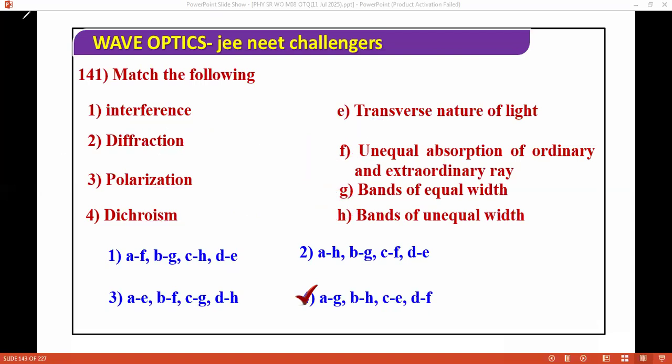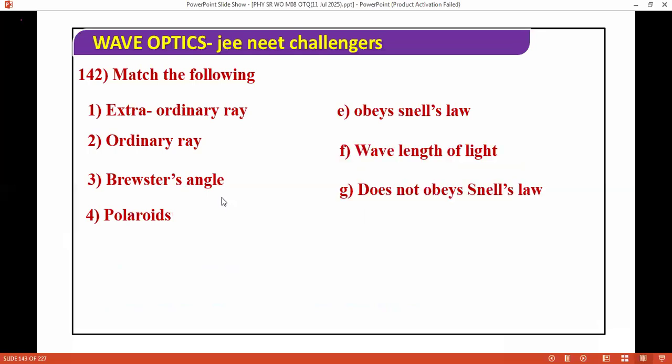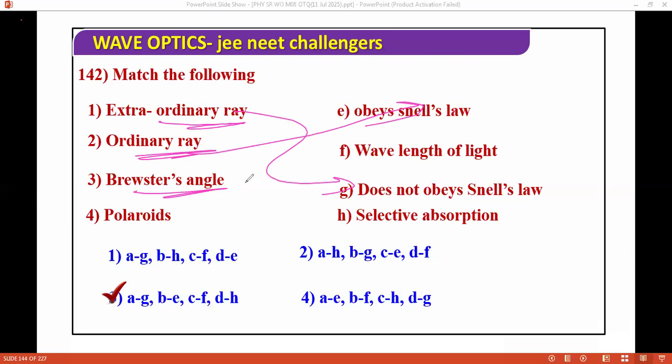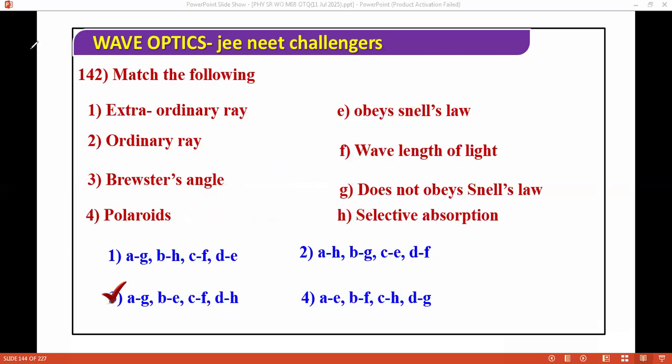So next question, I'm moving ahead. We have list one and list two, and we need to match list one and list two. The answers are like this. The correct answer for this question is the third one. The extraordinary ray does not obey Snell's law. Correct, no issue. The ordinary ray obeys Snell's law. Brewster's angle is basically about the wavelength of light, and polaroid is about selective absorption.